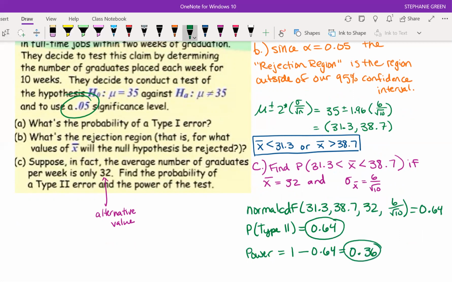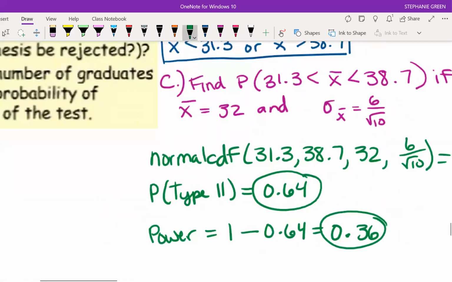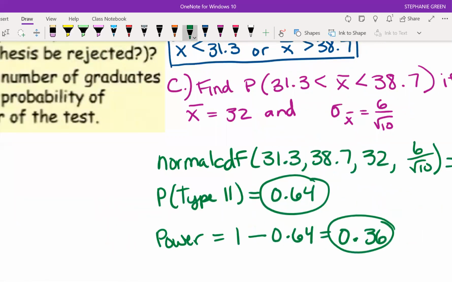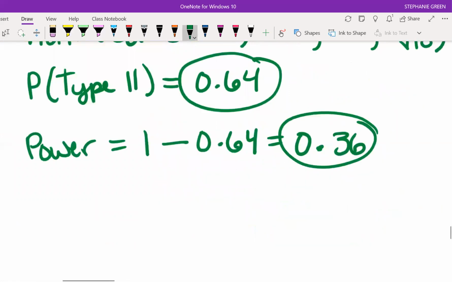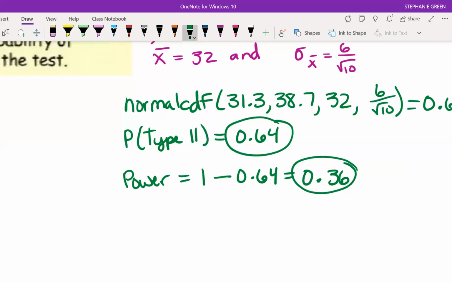So that is a very high probability of making a type 2 error, so that's not good. And the power of our test is fairly low, so 36%. Okay, so we would obviously want our power to be very high, and we would want the probability of either of our errors, type 1 and type 2, to be very low.